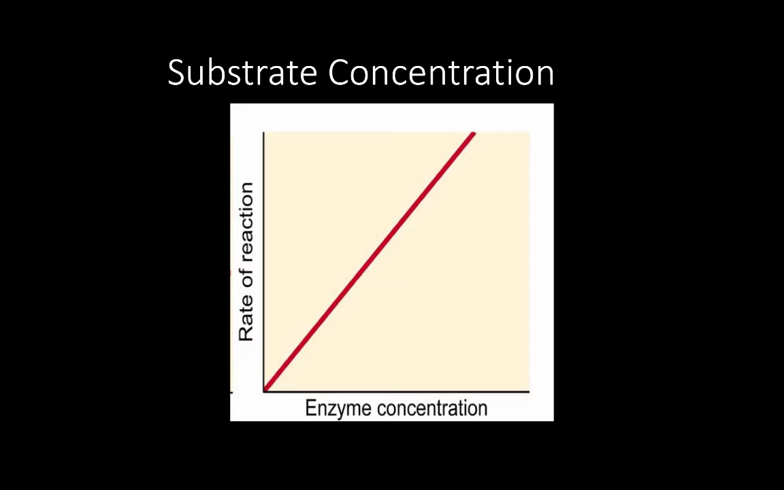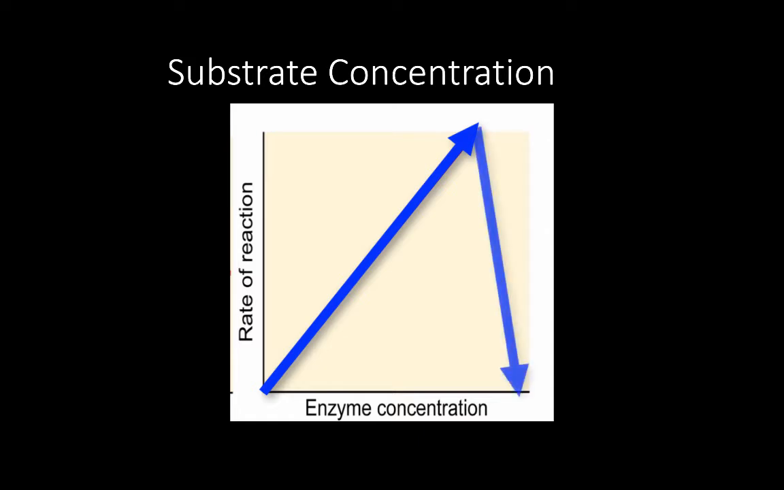The graph for this would look similar to increasing substrate concentration. The ROR will increase as more enzyme is added. This will increase indefinitely if there is unlimited substrate, but if there is limited substrate, then the ROR will come to a complete stop once the substrate is completely used up.